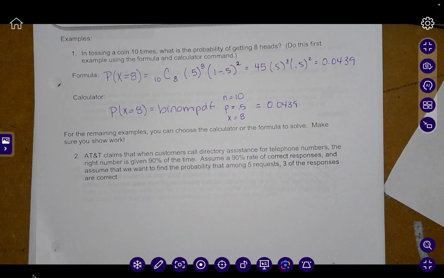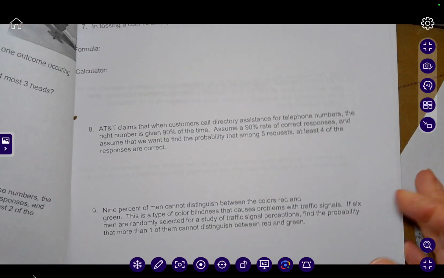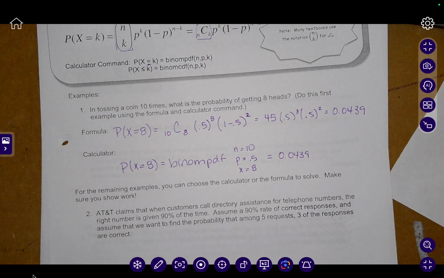Alright, so again, pause the video, try number 2 and number 3 on the back. When you're ready, unpause the video and I'll show you the answers.